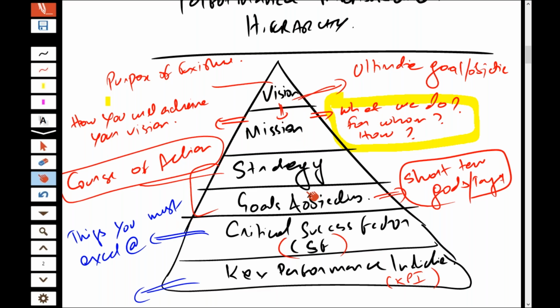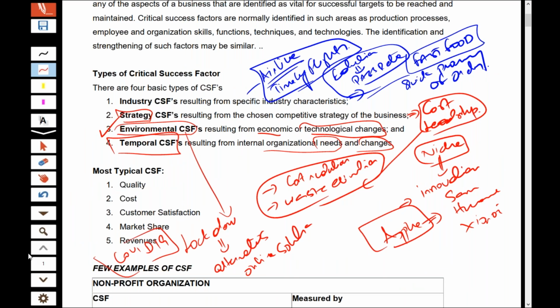The strategy is there, the goals and objectives are set, and the ultimate thing is your critical success factors. These are the things that you must excel at. If you have to succeed as an organization, if you have to flourish as an organization, these are the things you must excel at. And what are these things?